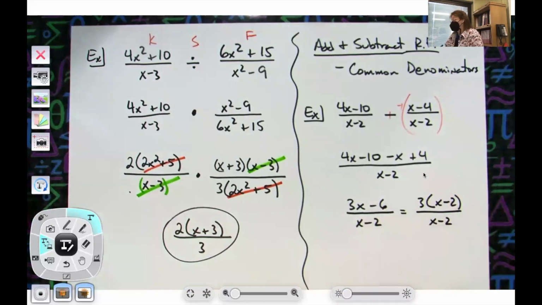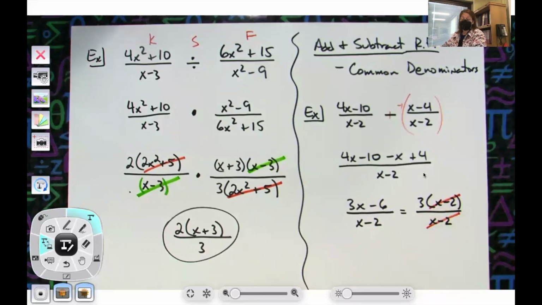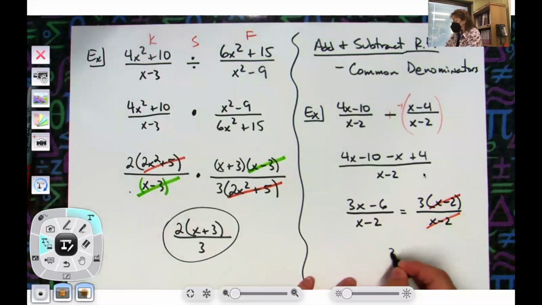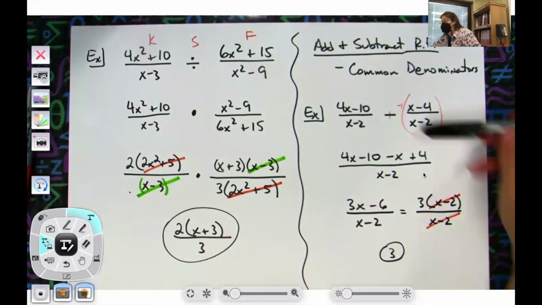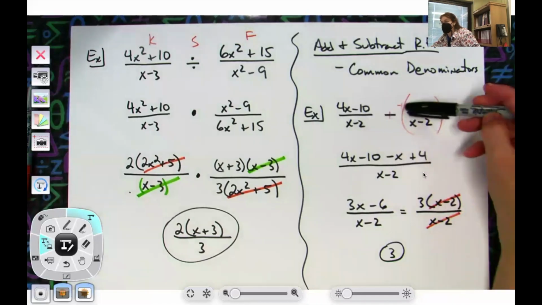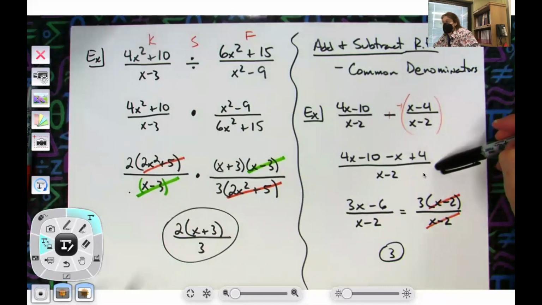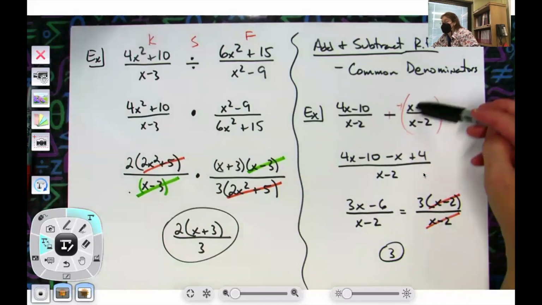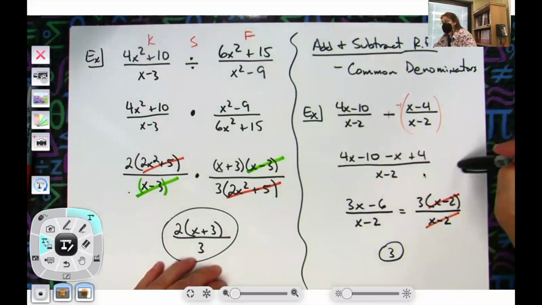And then the binomial of x minus 2 crosses out, leaving me with just a whole number of 3. Okay? Very simple answer, but we can do that. If this was an add problem and all I would have been doing was adding those 4 things up, I probably would not have written this step because it already had common denominators. I could have added the x terms, added the numbers, and written it over x minus 2. That step is needed when it's a subtraction.